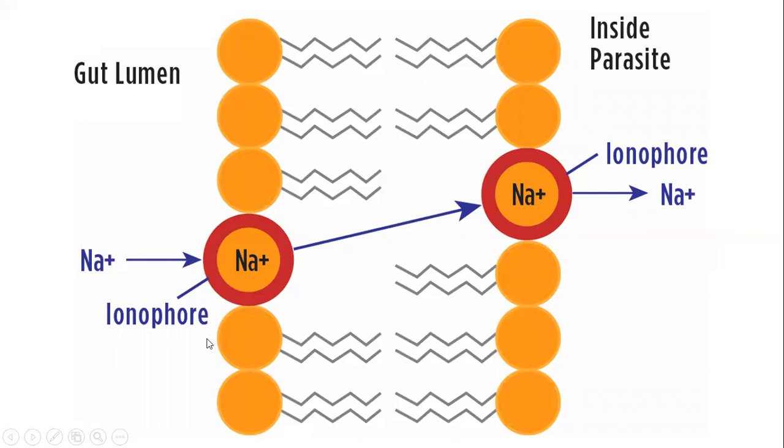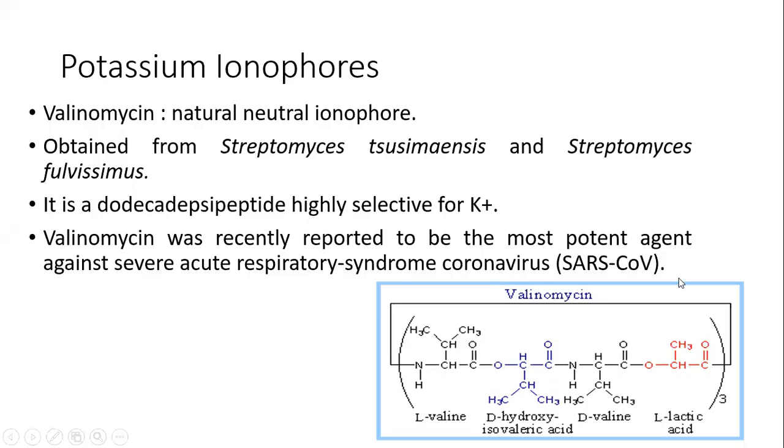The gut lumen is here and here is your Na+. So inside, outside. Inside the parasite it is going, so that we are able to kill the parasite. Mainly it is the protozoa and the other parasites which are present in the gut lumen.